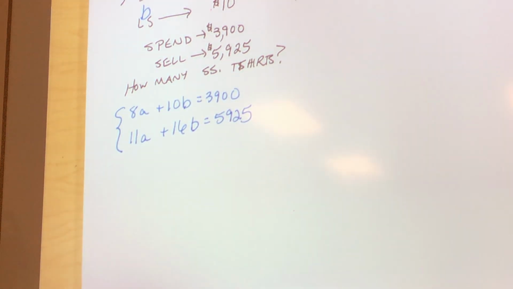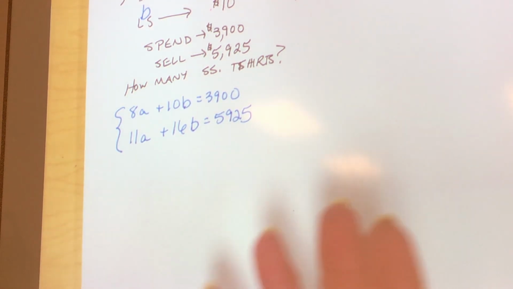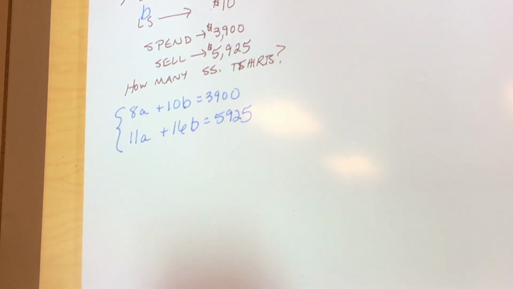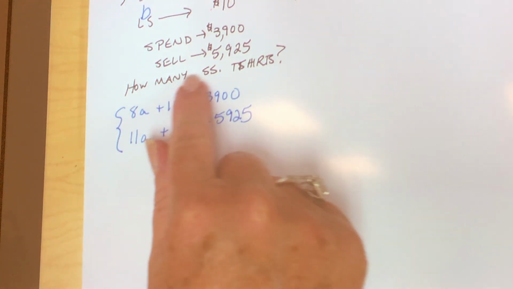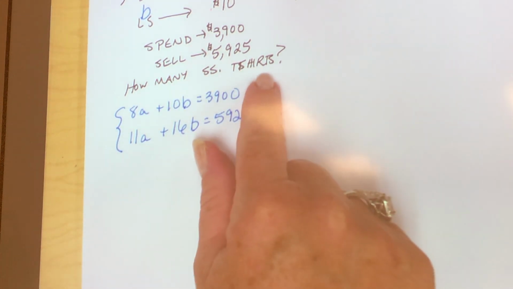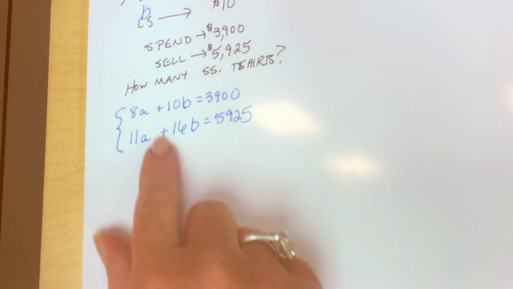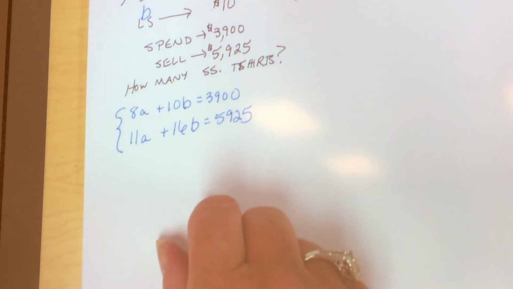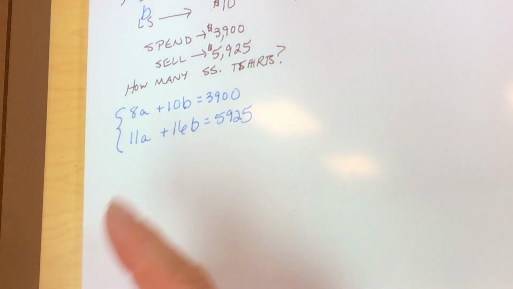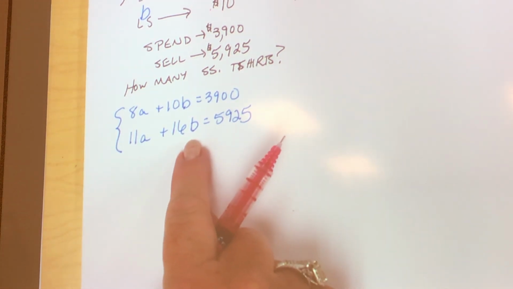Okay, now we have to decide which variable we want to eliminate. A's or B's? B. Why do you want to eliminate B's? Because look, what's your answer? So A is my answer. Could I eliminate A if I wanted to and then come back and find it? Yeah, you could, but that would just take more work. So I'm going to eliminate B's, all right?